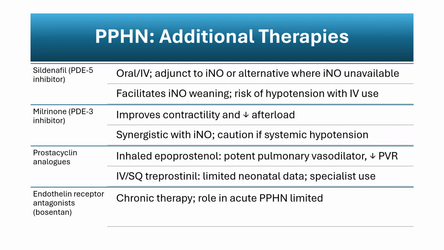Endothelin receptor antagonists such as bosentan block endothelin-mediated vasoconstriction. Their role is mainly in chronic pulmonary hypertension, with limited evidence for acute neonatal use. These therapies are often employed when standard INO therapy is insufficient, and understanding the mechanism of action, pharmacokinetics, and potential systemic effects is crucial for safe, effective use in critically ill neonates.